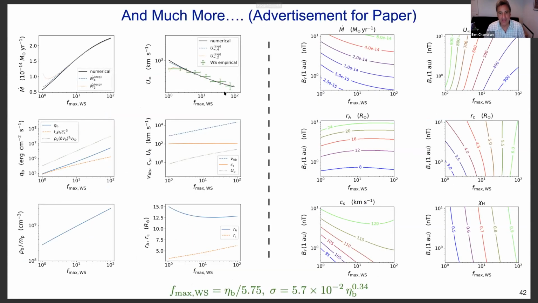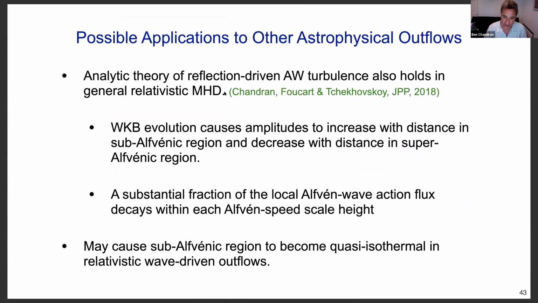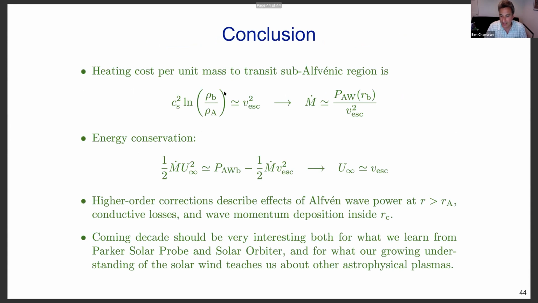There's a lot more in the paper. Just very briefly, this may also be relevant to other types of astrophysical outflows, even relativistic outflows near black holes, even when there's space-time curvature. A lot of this physics of the Alfvén wave turbulence and heating carries over. I'll finish with my last slide here.